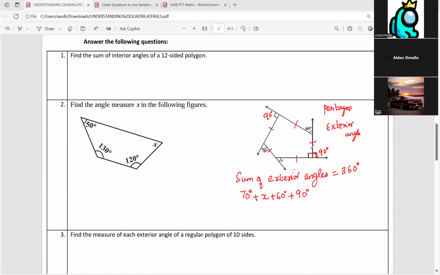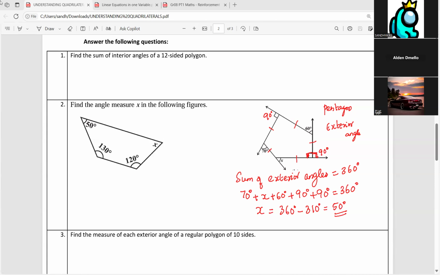Why is it 90 degree? Ma'am, because of linear pair. Very good. Inside it is 90 degree. According to linear pair, 180 minus 90, so 90 degree. So one more 90 degree. Extra angle property: the sum is equal to 360 degree. So x is equal to, you want to add everything. 90 plus 90 is 180, 180 plus 60 is 240, 240 plus 70 is 310. So 360 minus 310 is equal to 50.